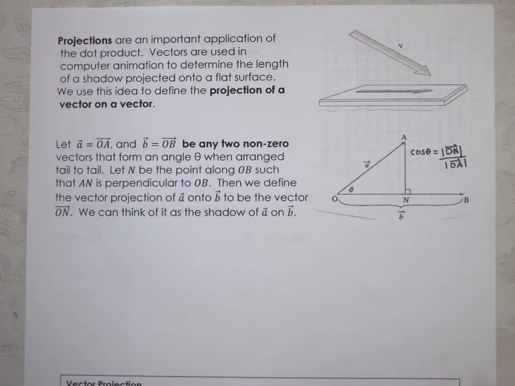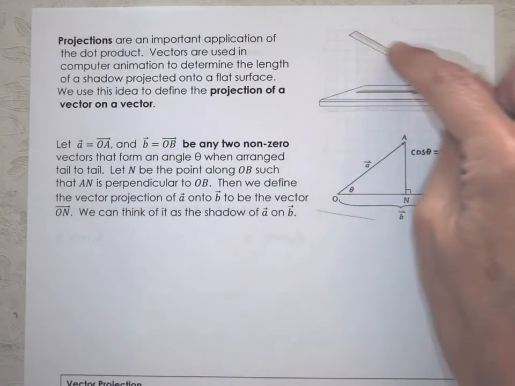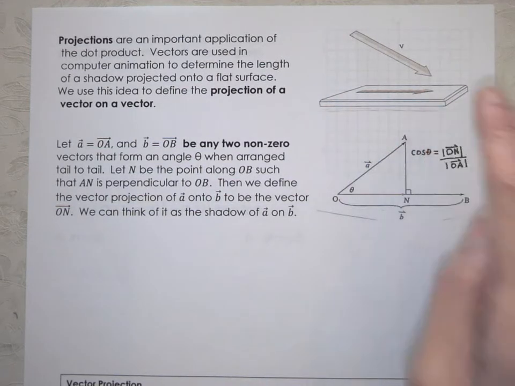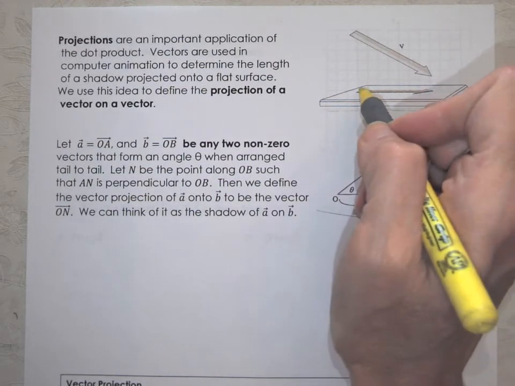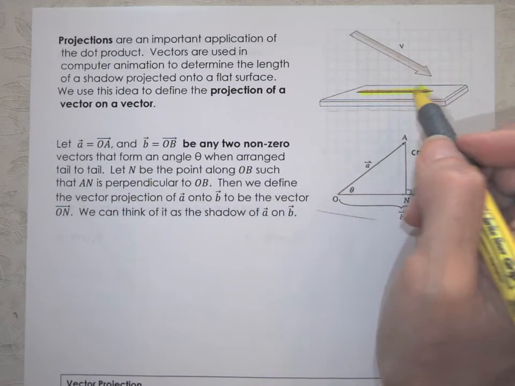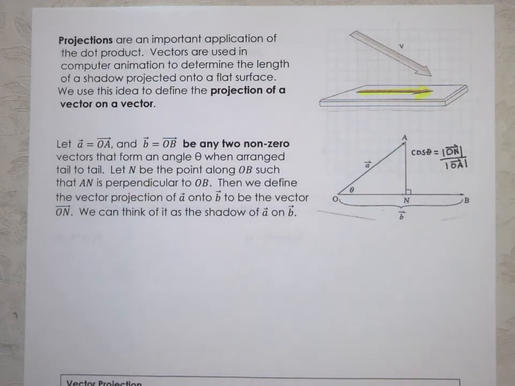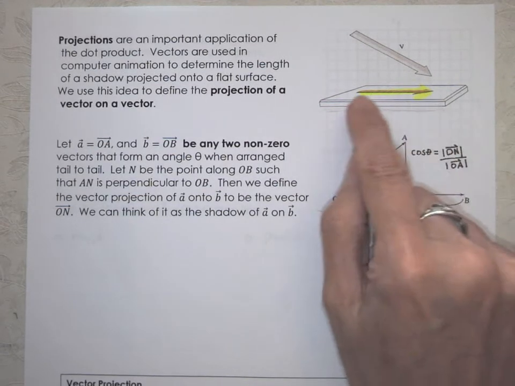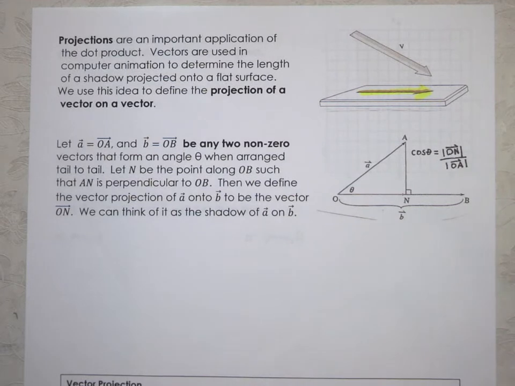Okay, second application here. Projections are an important application of the dot product. Vectors are used in computer animation to determine the length of a shadow projected onto a flat surface. We use this idea to define the projection of a vector on a vector. So here's my picture. Here's a vector in 3 space being projected onto a 2-dimensional surface. Right here, this is the projection. When we talk about the vector projection, we're talking about the magnitude and direction. And when they talk about the scalar projection, all we care about is the length of that shadow, I call it the shadow of vector V on 2 space.